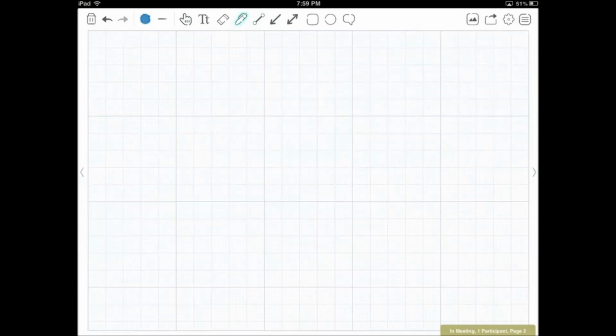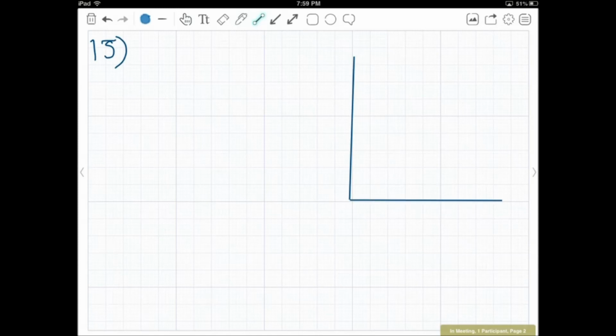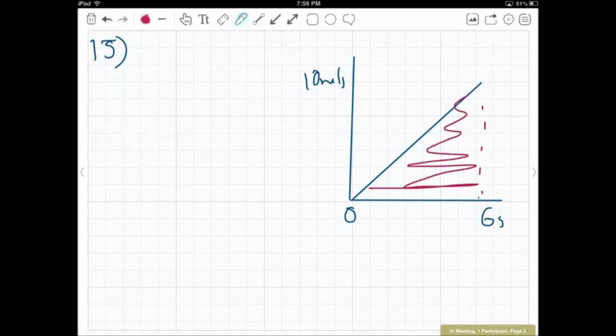Alright, number 15 is similar to number 13. It says, using the graph below, calculate the object's total displacement. Now, by the way, if you're ever calculating displacement from a graph, it's always going to look like this. So this graph looks like this. You have 0 seconds here, 6 seconds here, and then it says you have 10 meters per second at the top. So once again, to find displacement at 6 seconds, I'm finding this area right here.